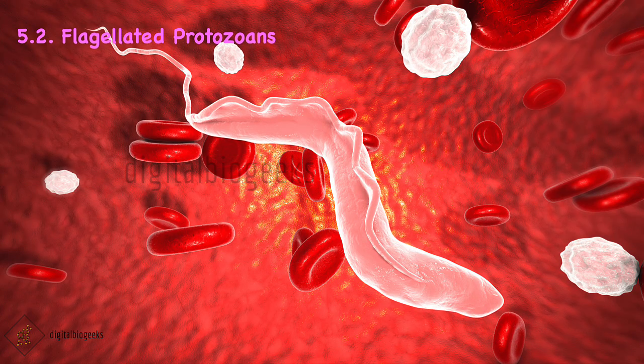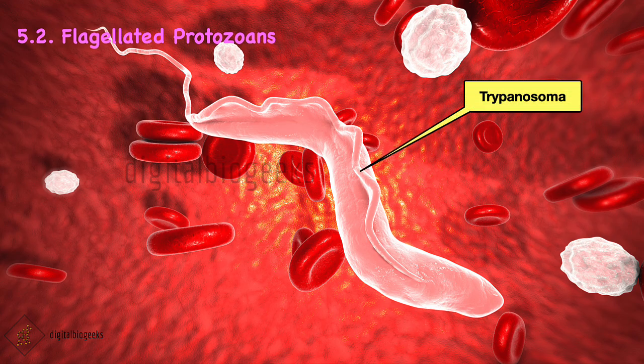Flagellated protozoans possess at some time in their life cycle one to many flagella for locomotion and sensation. The members of these groups may be free-living or parasitic. Example, Trypanosoma that causes sleeping sickness. This sleeping sickness manifests neurological and psychiatric symptoms such as confusion, lethargy and convulsions.